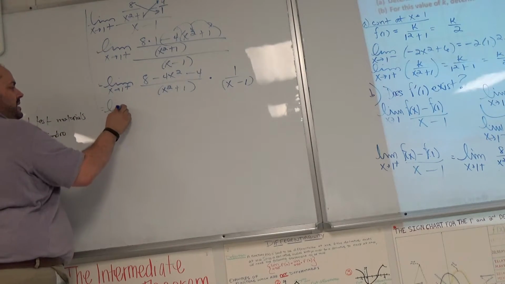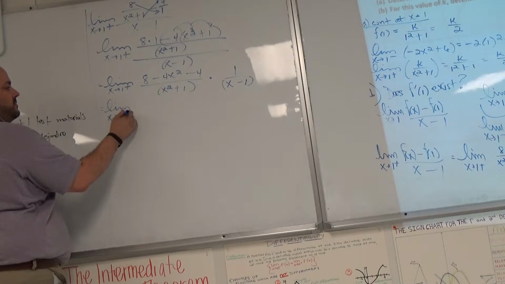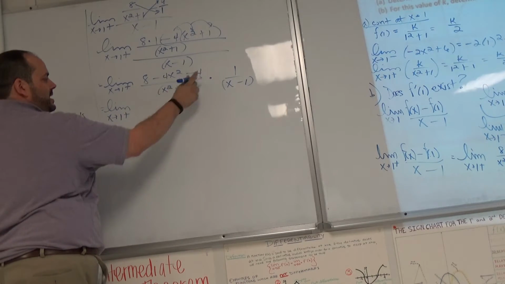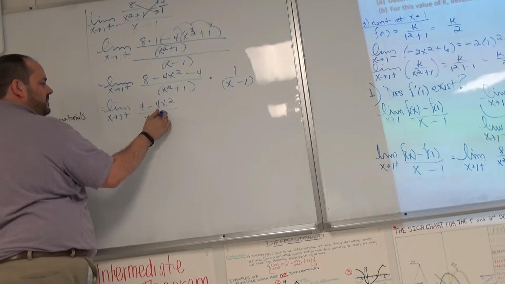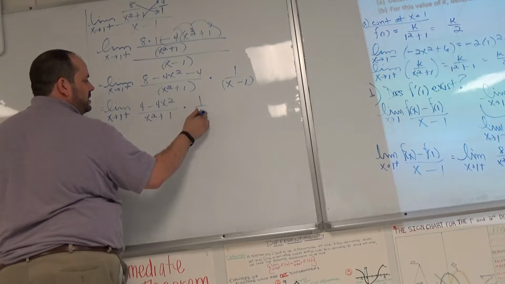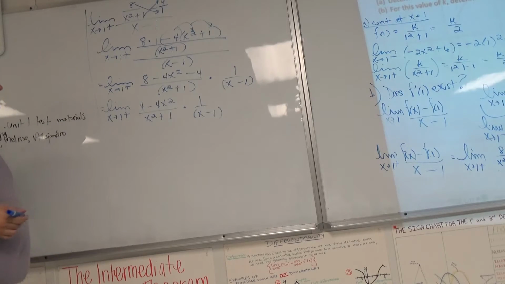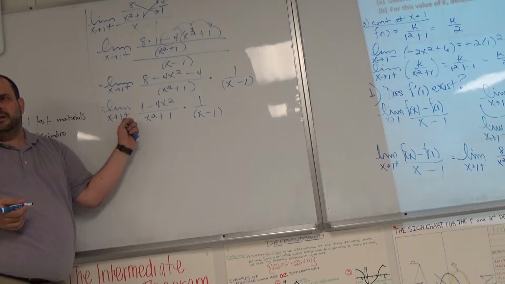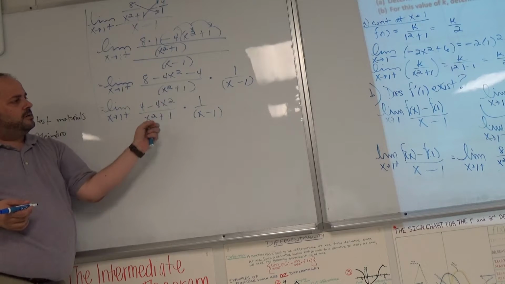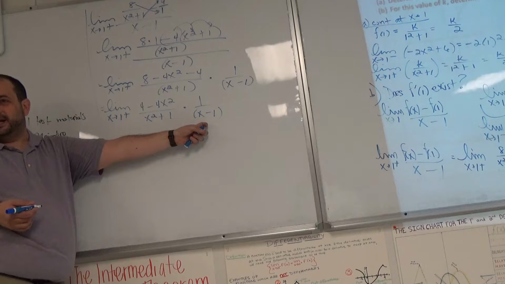Okay, so now I've got the limit as x approaches 1 from the right. 8 minus 4, I've got 4. Minus 4x squared, I've got x squared plus 1 times 1 over x minus 1. I'm kind of picking up the pace now because I think we're at the point where most of us are pretty good. 4 minus 4x squared over x squared plus 1 times 1 over x minus 1.